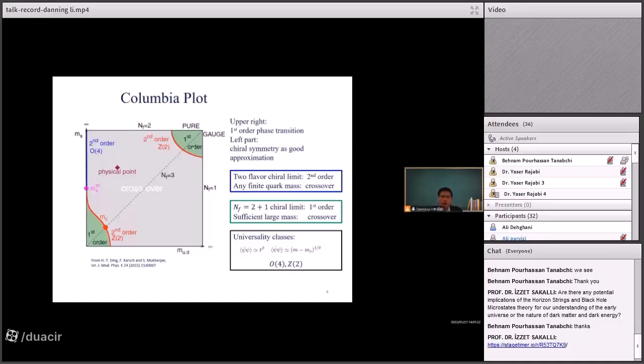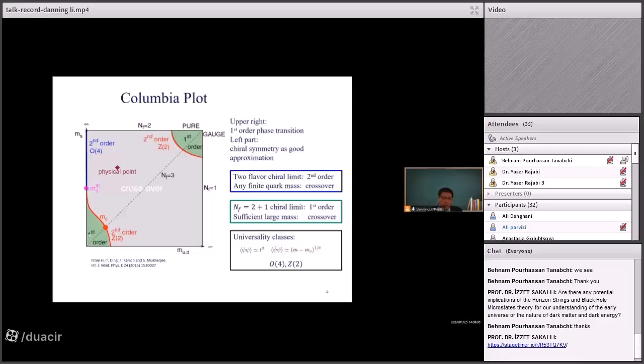However, since the quarks are heavy, chiral symmetry is not a good approximation. So it's better to discuss the deconfinement phase transition in this area. As for the chiral phase transition, it's better to look at the left part, where the quark mass is smaller. In the upper left corner, when the up-down quark mass is 0, that's the two-flavor chiral limit, and the simulation shows a second order phase transition here. If you add any finite quark mass, the phase transition turns into a crossover, a continuous one.